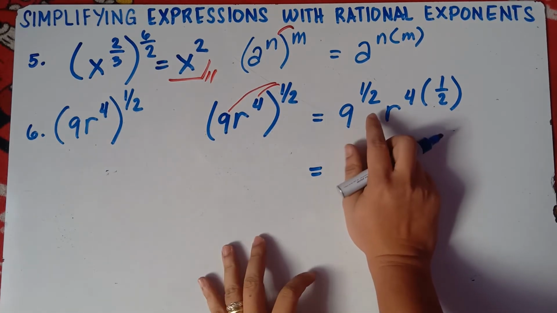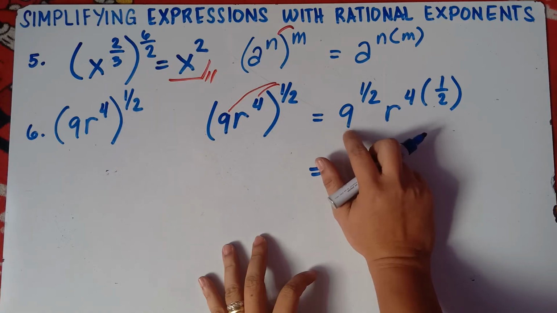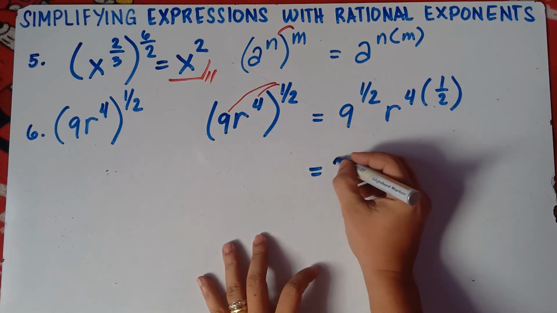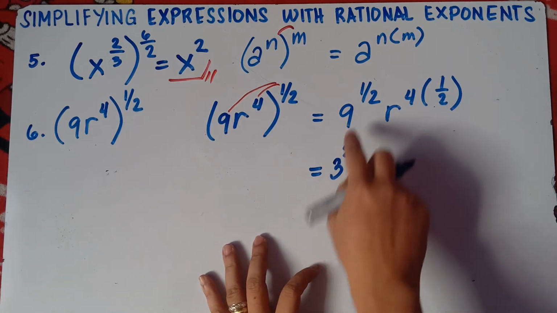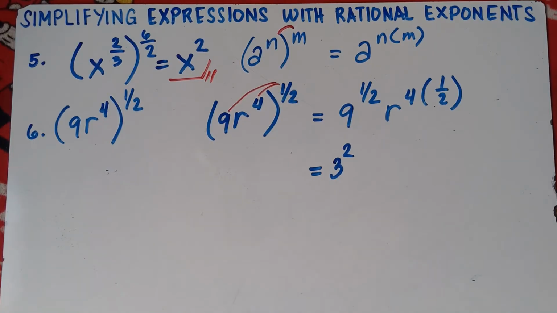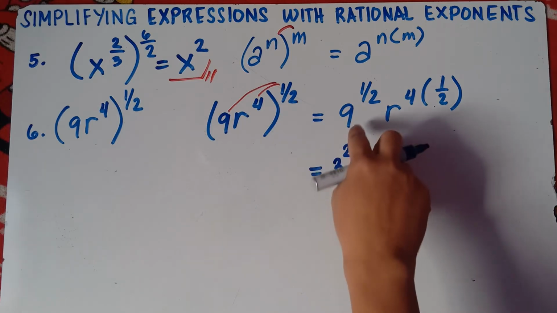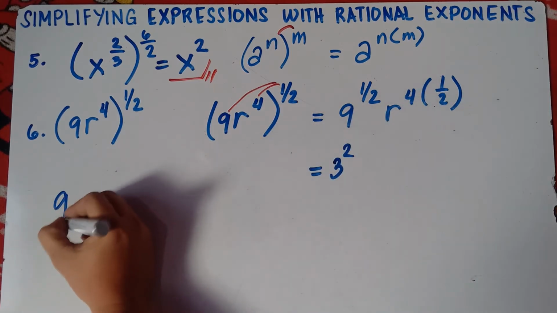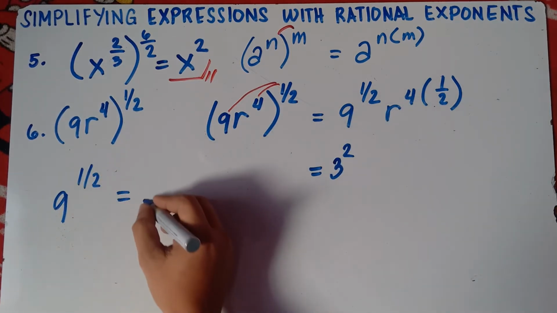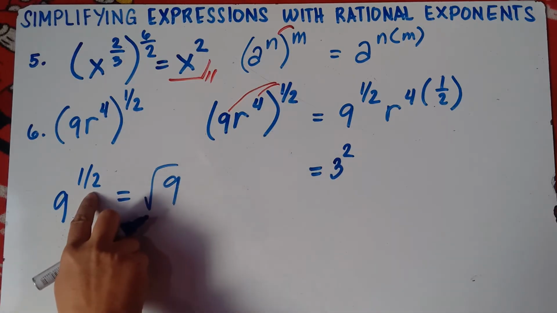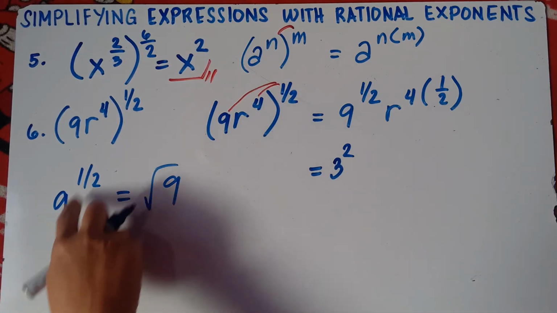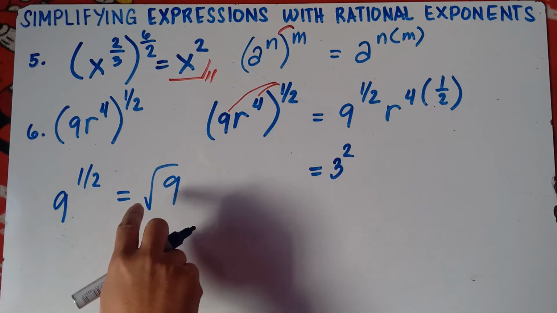Now this 9 raised to the power of 1/2, class, we can simplify this 9 as 3 squared, right? Is 3 squared the same with 9? Yep, 3 squared is the same with 9. You can actually make this one 9 raised to the power of 1/2, that is equivalent to the square root of 9, because 1/2, class, is equivalent to square root.